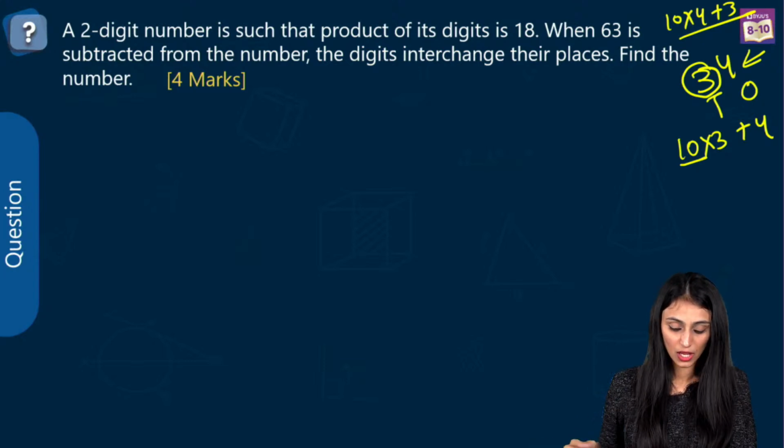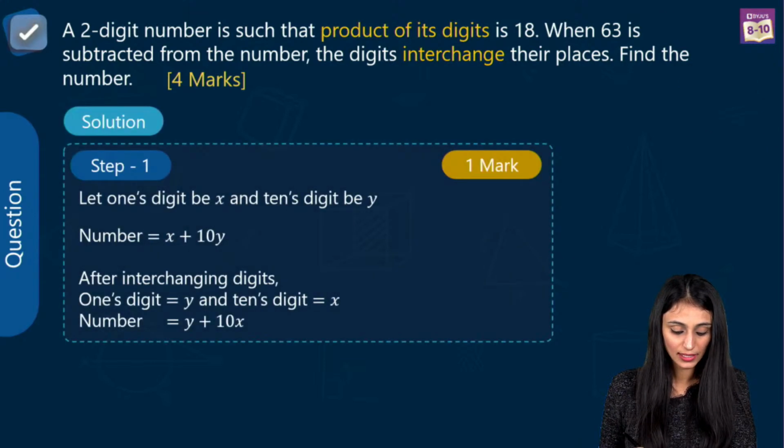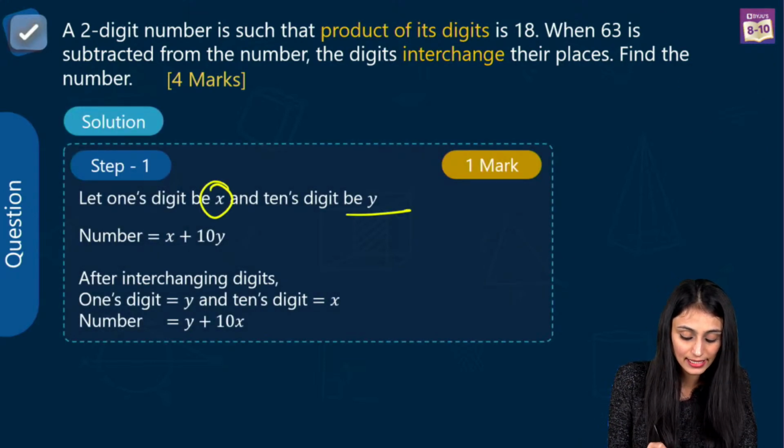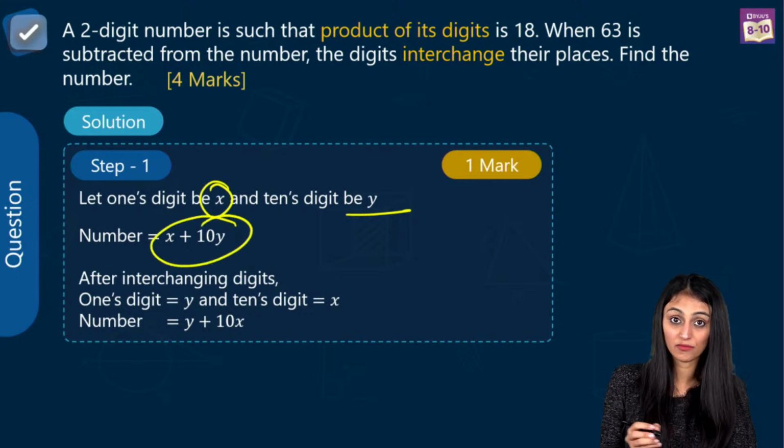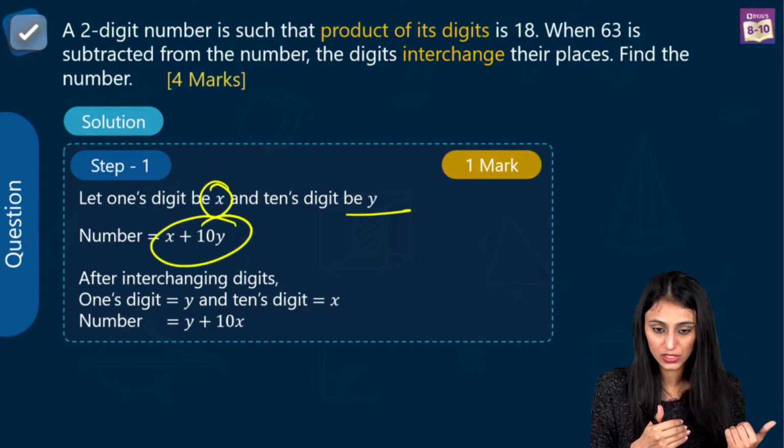Alright. So what we will do here is, let's suppose that the digit at ones place be x and the tens digit be y. So the number is going to be x plus 10y. I have given you the reason why we write it this way.